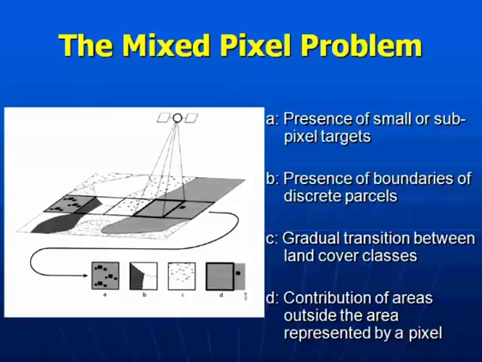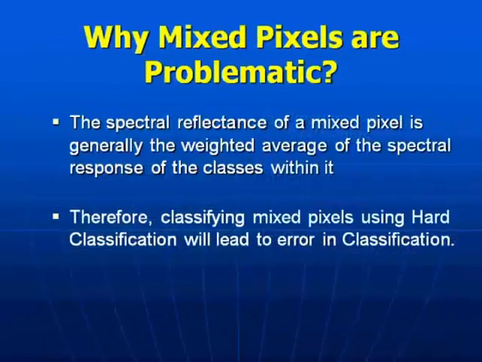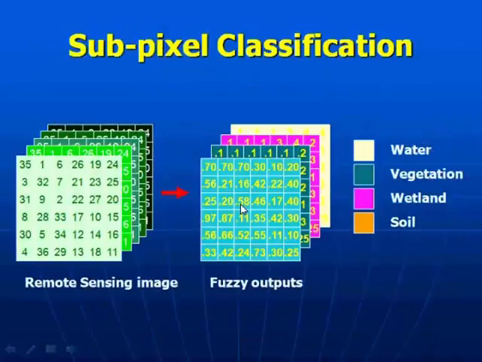So mixed pixel indeed is a problem. Mixed pixels may occur because of presence of small or subpixel targets, because of presence of boundaries of discrete parcels, or gradual transition between land cover classes. Why are mixed pixels problematic? Because the spectral reflectance of a mixed pixel is generally the weighted average of the spectral response of the classes within it. Therefore, classifying mixed pixels using hard or per pixel classification may lead to error in classification.